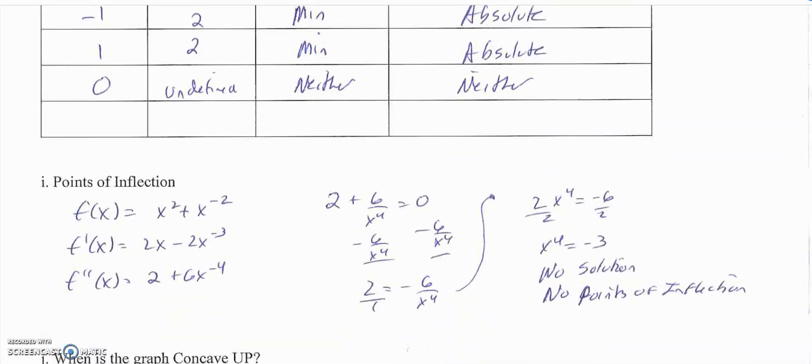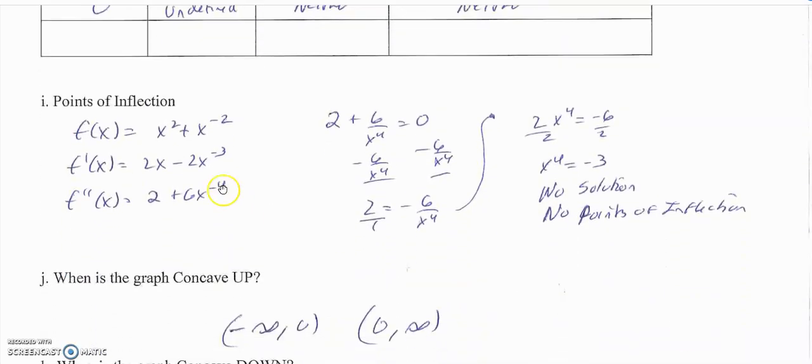To find point of inflection, you take the second derivative. So we have our original, x squared plus x to the negative 2. The first derivative is 2x minus 2x to the negative 3. The second derivative would be: derivative of 2x is 2. Derivative of negative 2x to the negative 3 is plus 6x to the negative 4. Set that equal to 0. 2 plus 6 over x to the 4 equals 0.